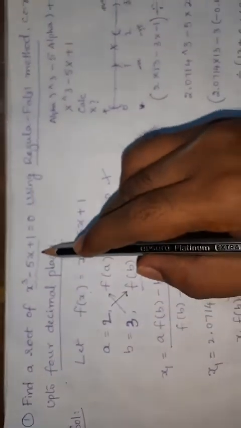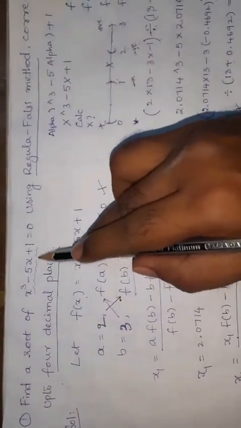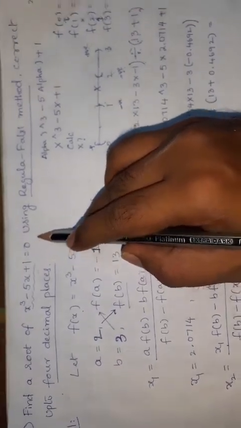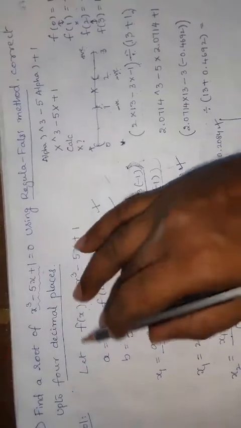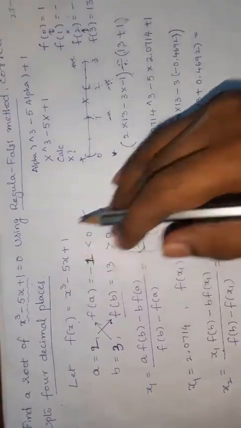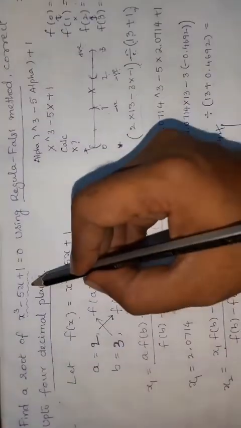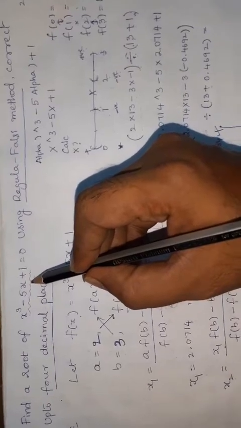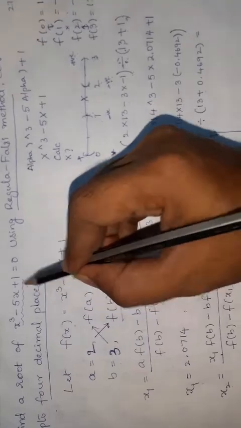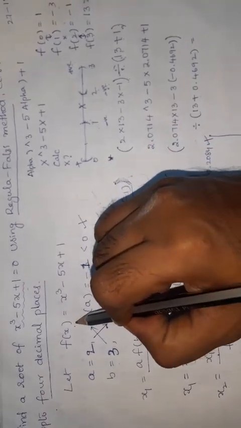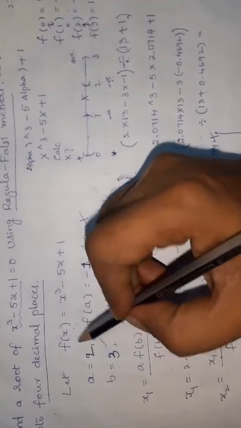Now we will solve a simple problem, a third degree equation. Find a root of x cube minus 5x plus 1 equal to 0 using the regula falsi method, correct up to 4 decimal places. To find this, first we take the left hand side, that is x cube minus 5x plus 1, as f of x. First you have to find two points a and b such that the functional values are of opposite sign.